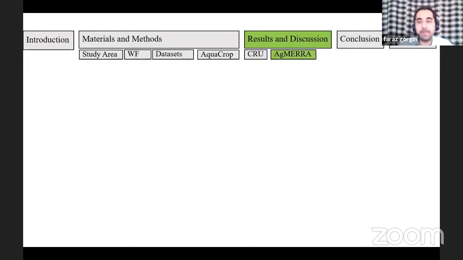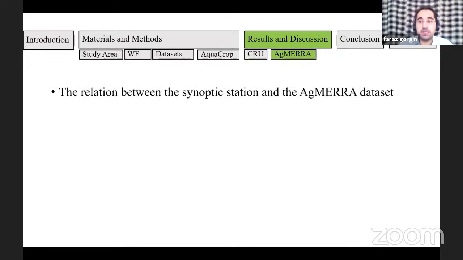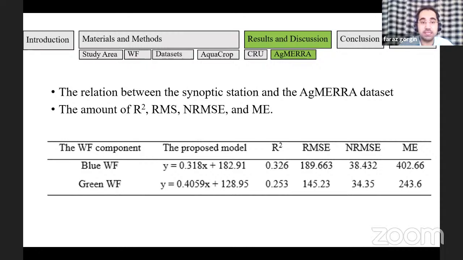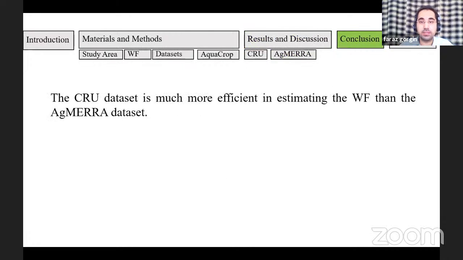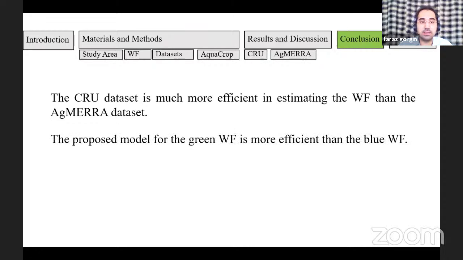the blue WF. Similarly, the amount of indexes and the proposed model for the AGMERRA data sets for both blue and green WF are presented, and these are the amounts of R squared, RMSE, NRMSE, and ME for both the blue and the green WFs. And according to this table, you can see that the AGMERRA data set is more efficient for the green WF than the blue WF. So in conclusion, we can say that the CRU dataset is much more efficient in estimating the WF than the AGMERRA dataset.